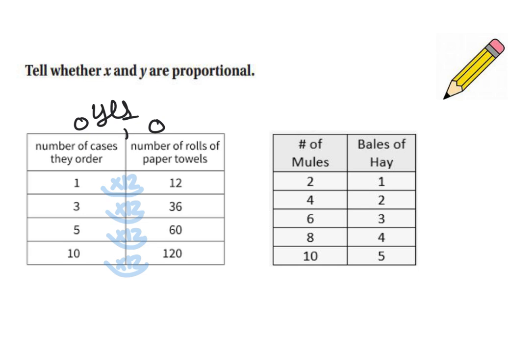For the next example, the number of mules versus bales of hay that you would need. Here we can see an invariant relationship as well. 2 divided by 2 is 1. 4 divided by 2 is 2. 6 divided by 2 is 3. 8 divided by 2 is 4. And 10 divided by 2 is 5. If we worked ourselves backwards, if we had 0 mules, we would need 0 bales of hay. Yes, this is a proportional relationship.